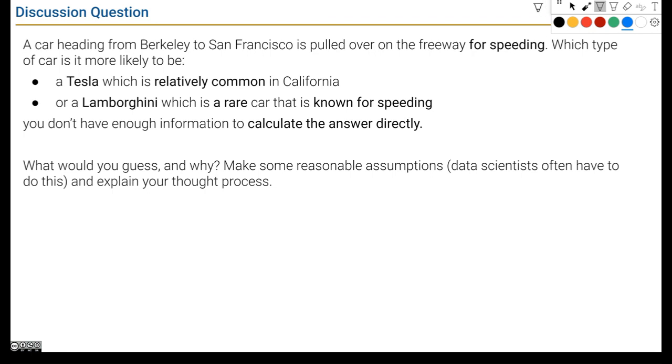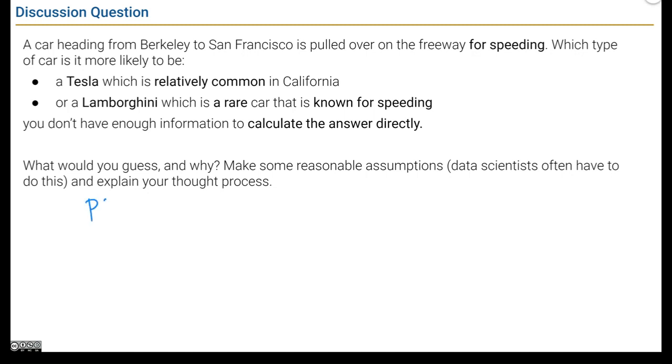Okay, our last discussion question I want you to think about is, suppose I tell you that a car heading from Berkeley to San Francisco is pulled over on the freeway for speeding. Which type of car is it more likely to be, in your data scientist opinion? A Tesla, which is relatively common in California, or a Lamborghini, which is rare and known for speeding? Just a heads up, you don't have enough information to calculate the answer directly, but what would you guess and why? Make some reasonable assumptions.